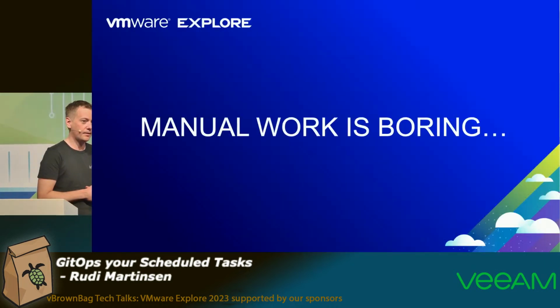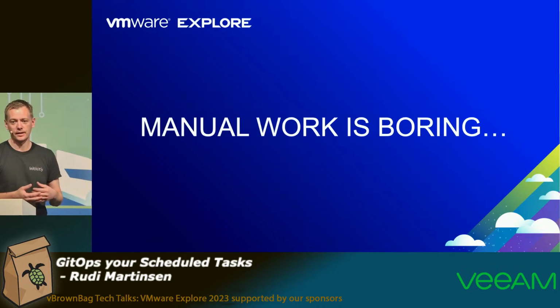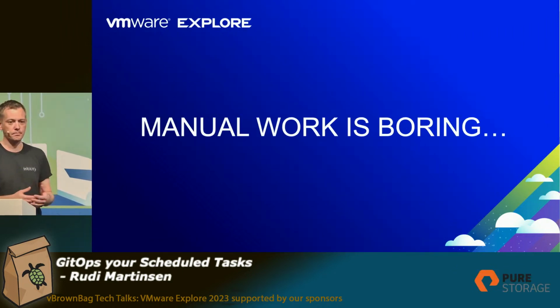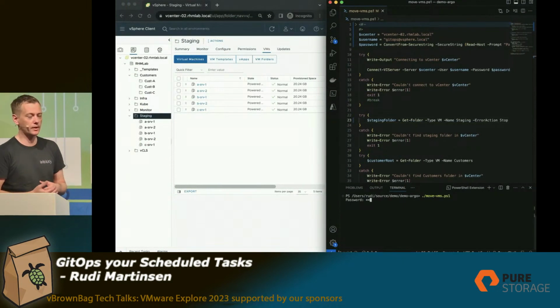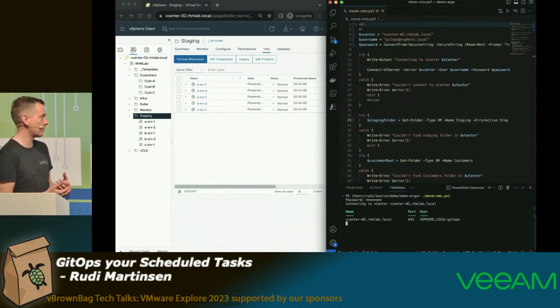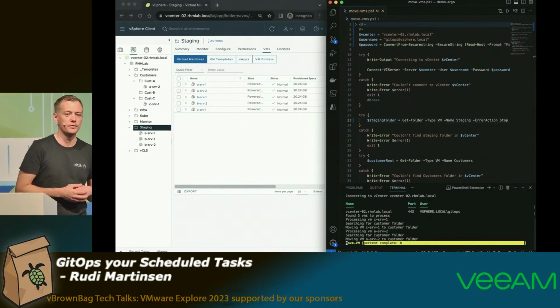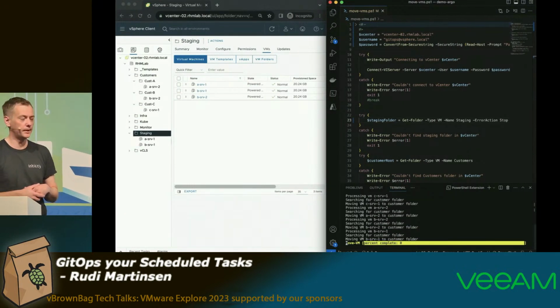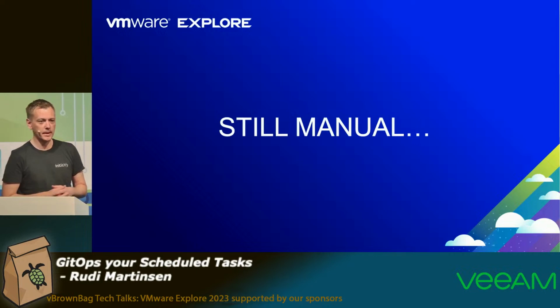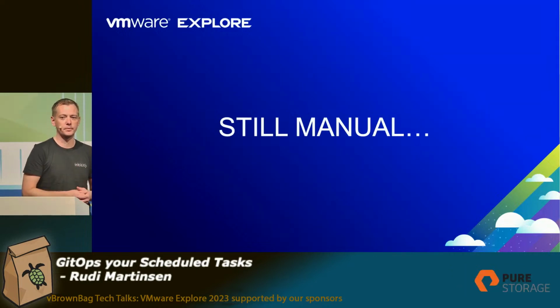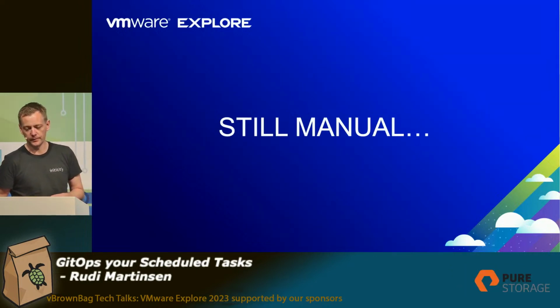But we think manual work is boring, obviously, and it doesn't scale. So with 9,000 VMs, we can't manually move them around. So the answer to that would be to create this script, which, based on the naming standard we have, can move those VMs to where they should be. And this works, but that's still manual, because you have to run that script manually.